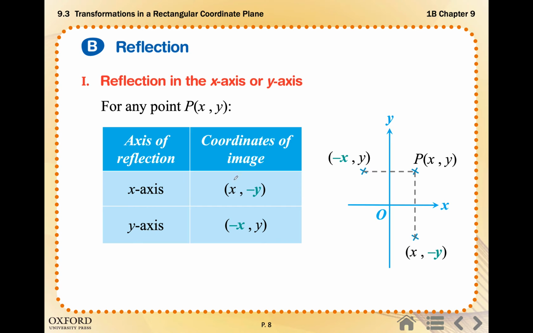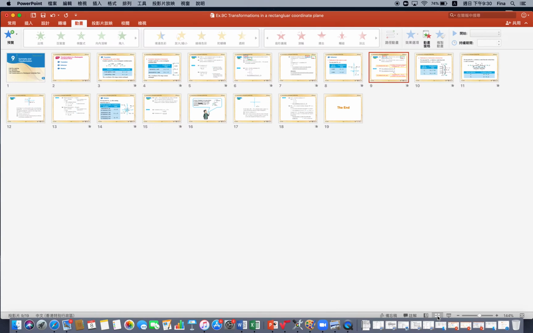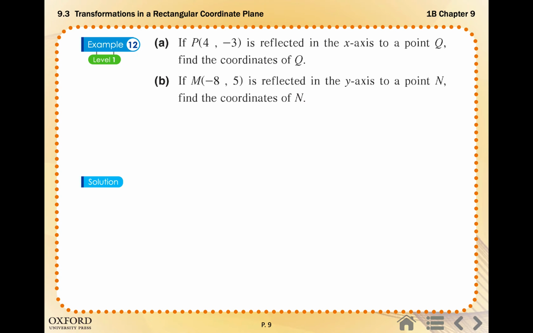And I think you may always refer to this figure to think about that: what is the change of the x-coordinate or the y-coordinate? And then let's look at some examples about the reflection in the x-axis or the y-axis. Let's look at example 12. Now you can see that P is reflected in the x-axis to a point Q. That means P is the original point and Q is the image. Then we have to find the coordinates of Q.